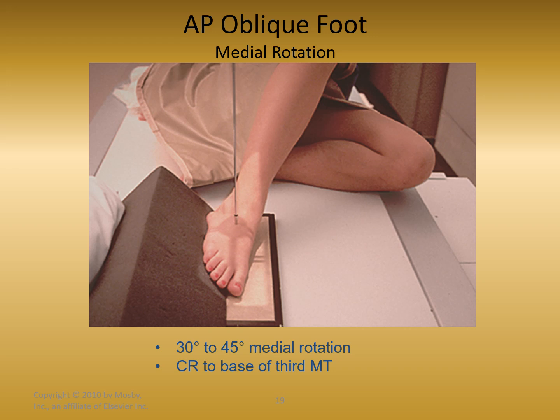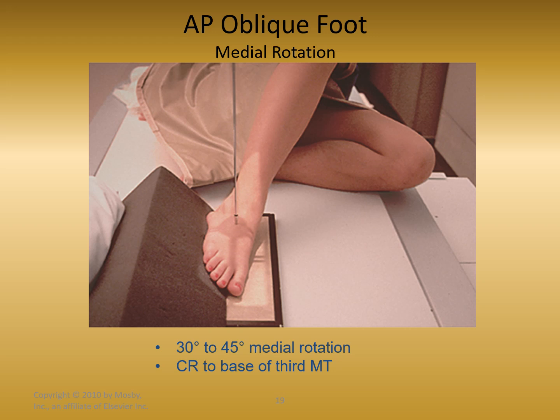The oblique foot requires 30 to 45 degree medial rotation. The rotation is dependent on the patient's foot. Here they've used a 45-degree sponge and placed the plantar surface along the 45 degrees of that sponge to make sure that they are rotating them 45 degrees. 45 degrees is midway between the AP position and the lateral position. So that's another way that you can gauge your rotation when you're turning the foot.